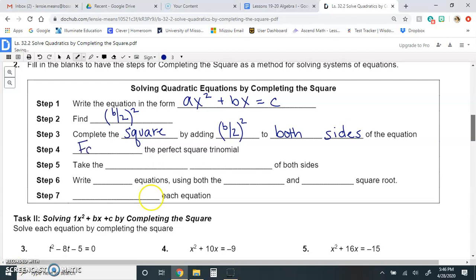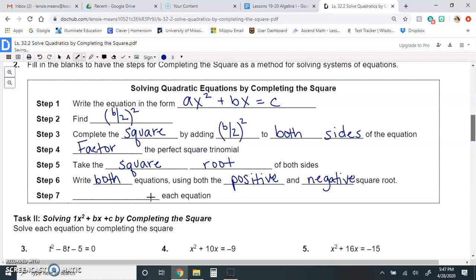factor the perfect square trinomial. Step 5 is to take the square root of both sides. Step 6 is to write both equations using both the positive and negative square root. Remember, whenever you square root, you have two answers, the positive and negative version of that number.